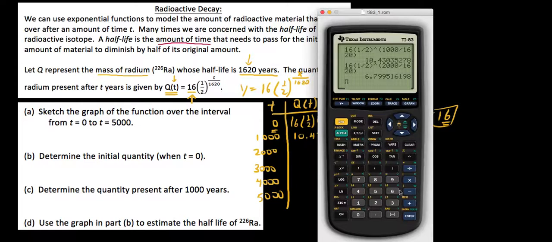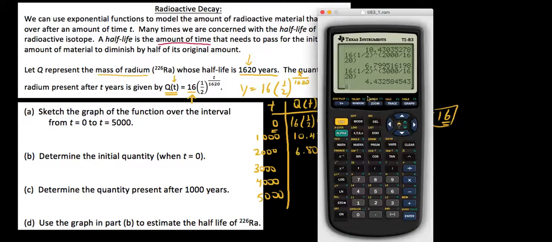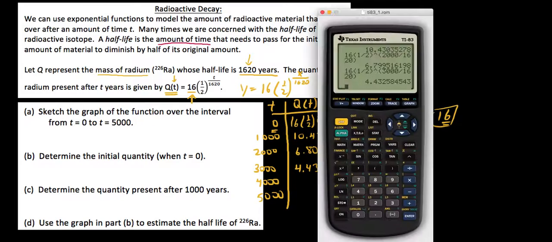2,000, second enter. I'm going to go back and switch this to 3,000. We might as well get a couple of these at a time. So at 2,000 we had 6.80-ish, so 6.80 grams. At 3,000 we have 4.43 grams remaining. At 4,000 and 5,000, let's go ahead and evaluate for these as well.